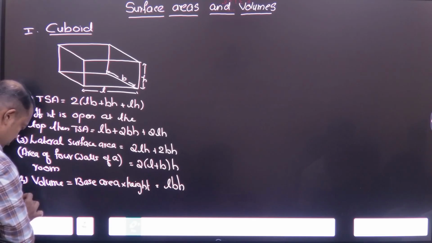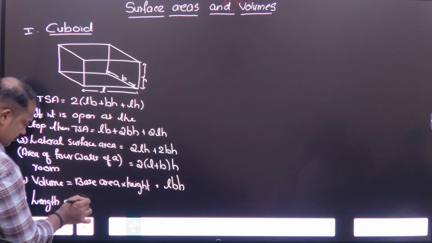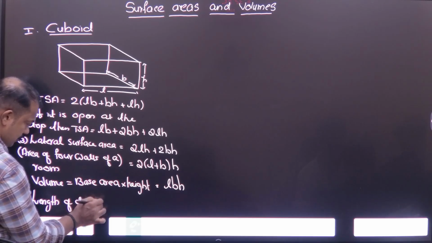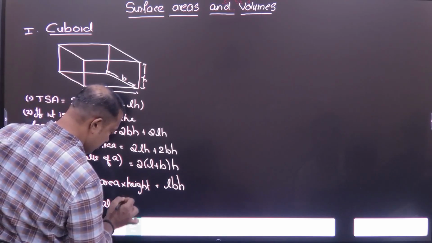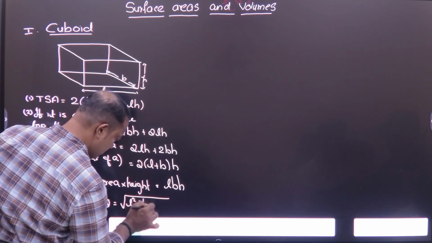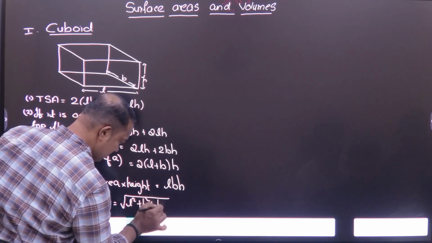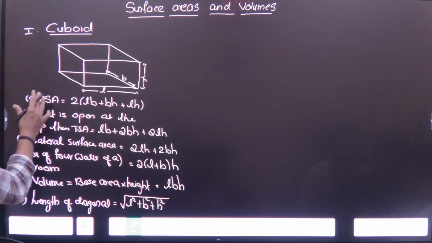Next, एक और याद कर लो. Length of diagonal. पूरा 9th क्लास में किया था ये पूरा. Length of diagonal is equal to under root L square plus B square plus H square. What is the length of diagonal? Under root L square plus B square plus H square. ये याद कर लो in the case of cuboid.